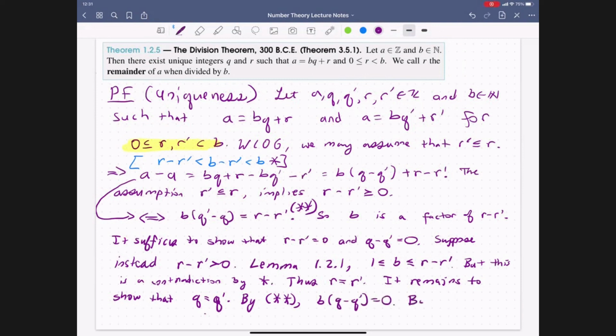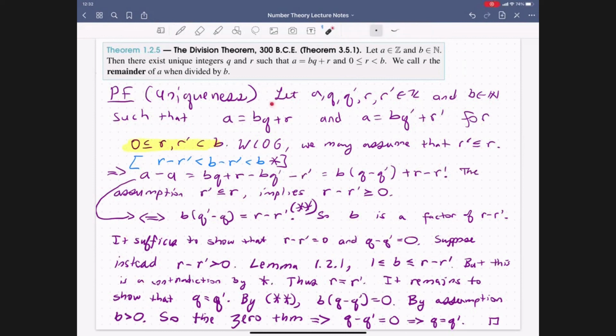B, by assumption, is positive. So the zero theorem from the last lesson implies that Q minus Q prime is equal to 0, which implies that Q is equal to Q prime, which is what we wanted to show. And now we have shown uniqueness because we have shown that R is equal to R prime and Q is equal to Q prime. So in other words, if we have two different ways of writing this, they actually are the same exact way. And so now that establishes the division theorem.